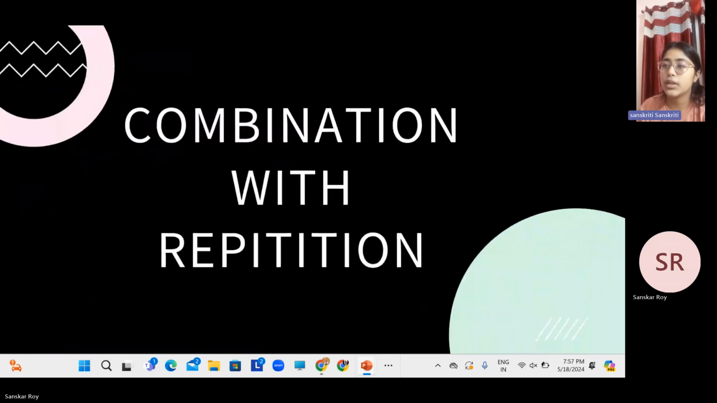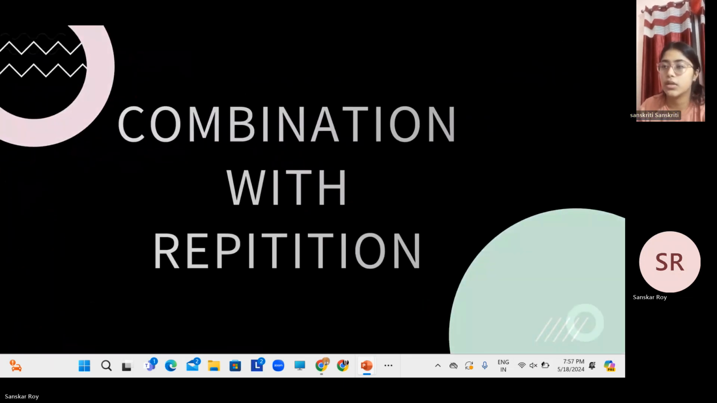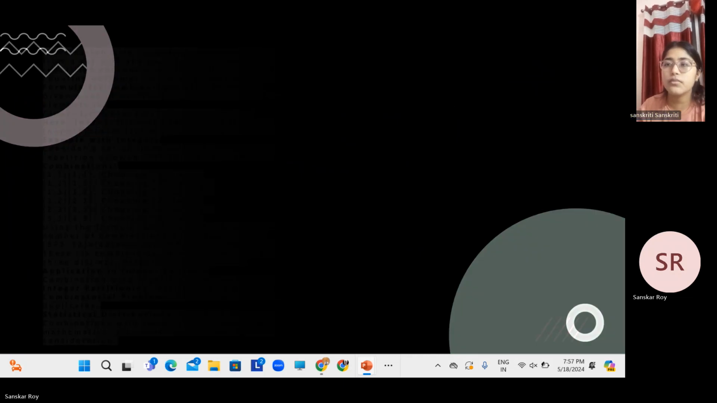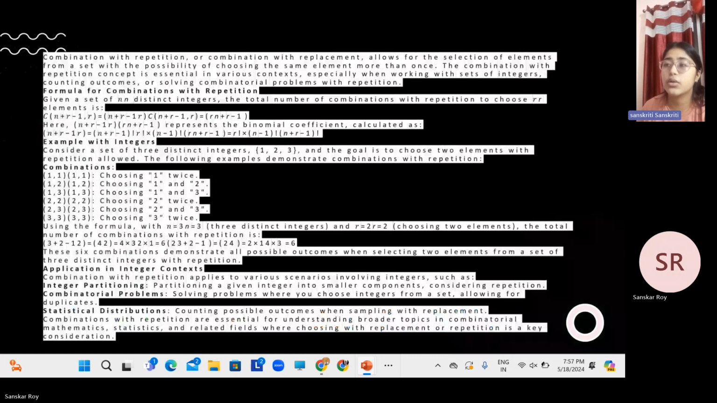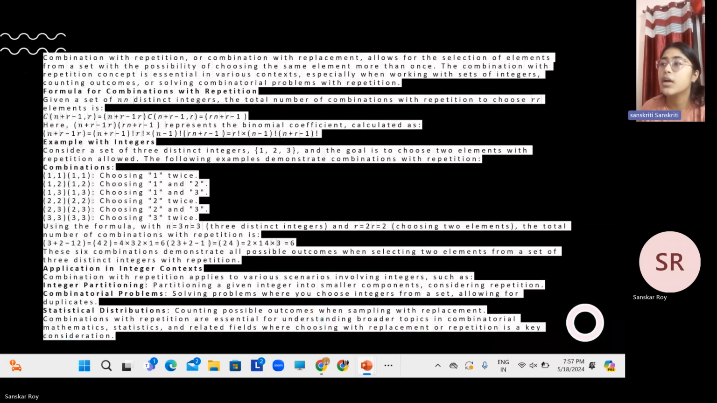So we are moving to our next topic, that is combination with repetition. So what does that mean? Combination with repetition, or combination with replacement, allows for the selection of elements from the set with the possibility of choosing the same element more than once. So you can choose one element more than once. The concept of combination with repetition is essential in various contexts, especially when working on sets of integers.